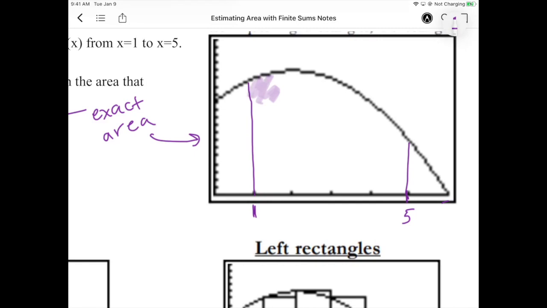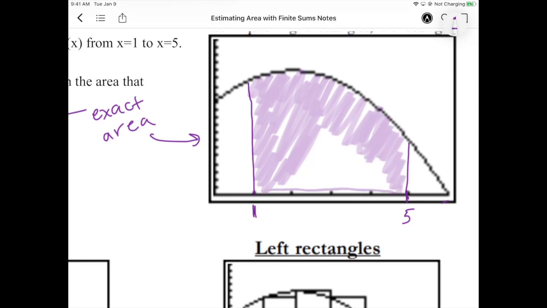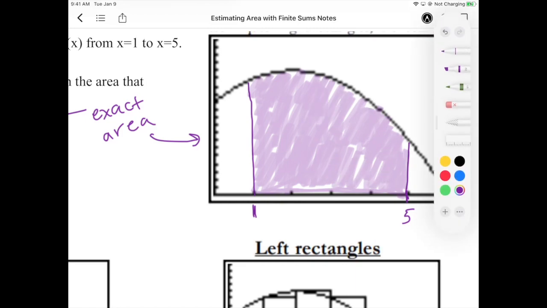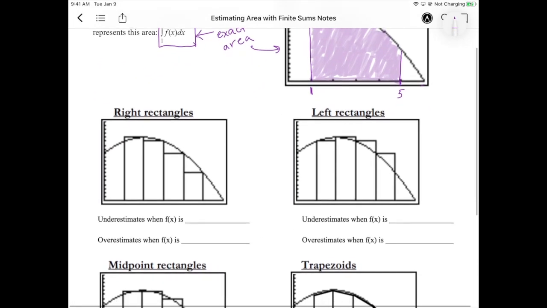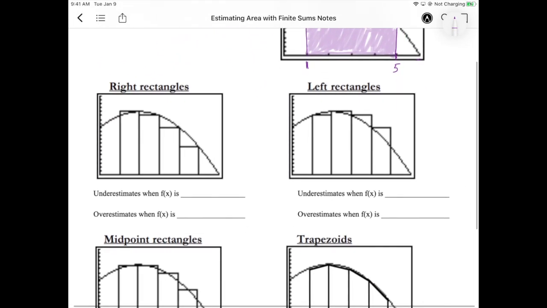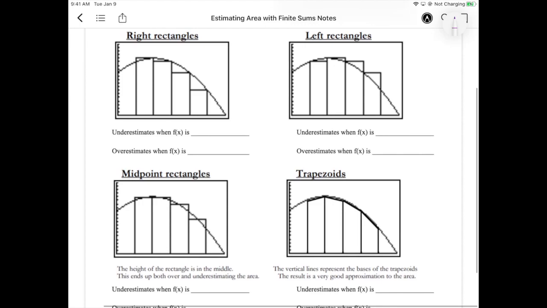Here's the area we're trying to find. And the definite integral gives us the exact value. But we could also use approximation methods like they did in the old-fashioned days. So below are the four methods, and then there are some summary statements about when each one underestimates or overestimates.